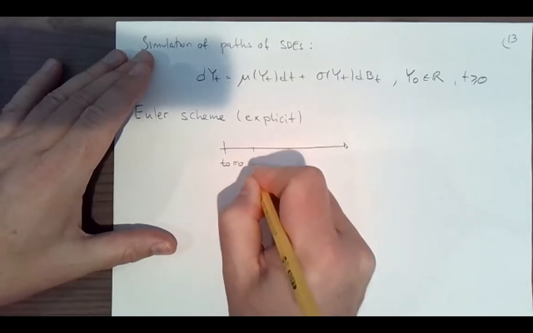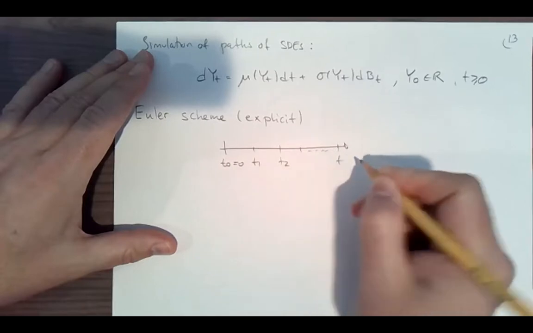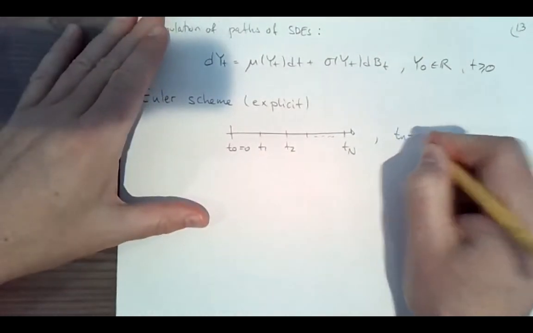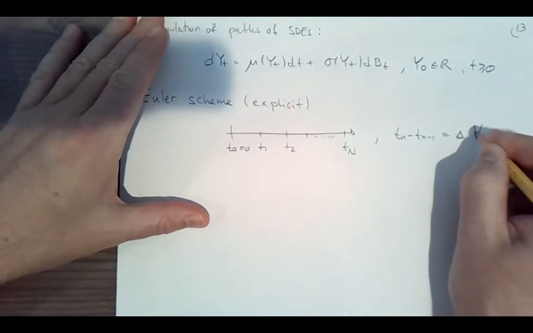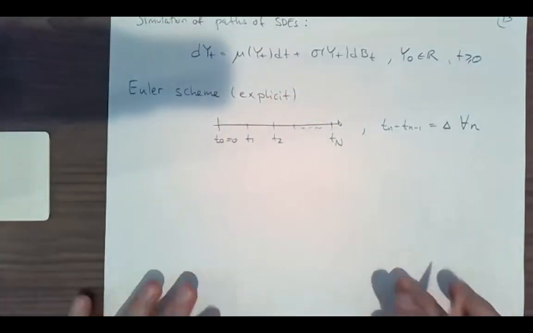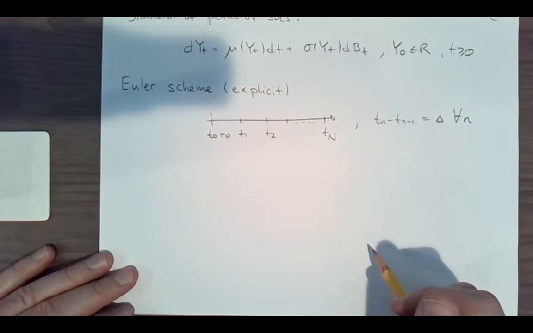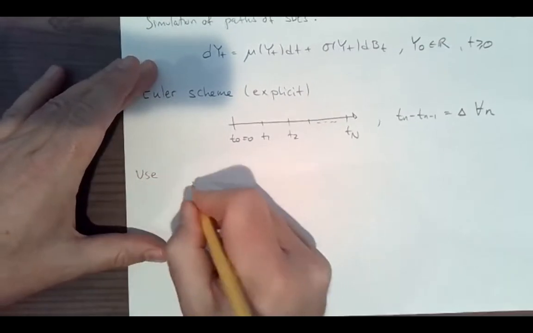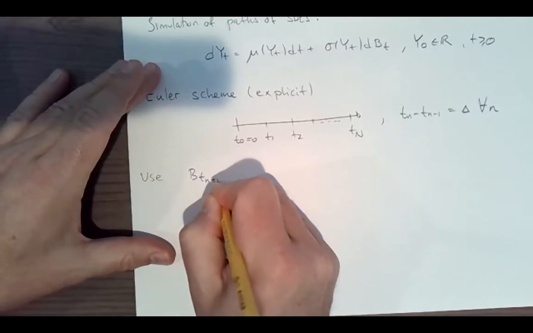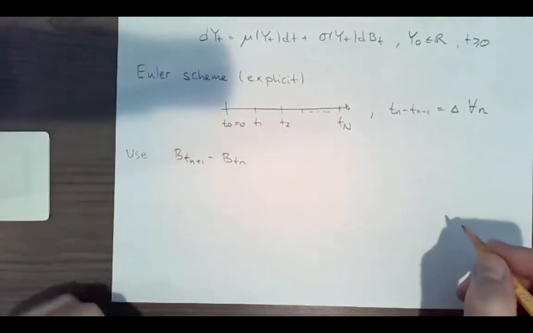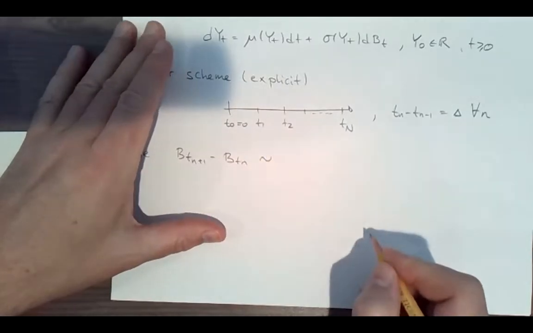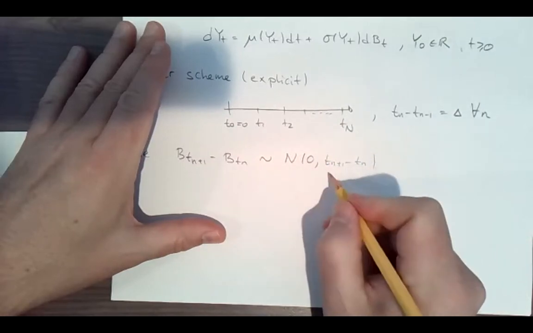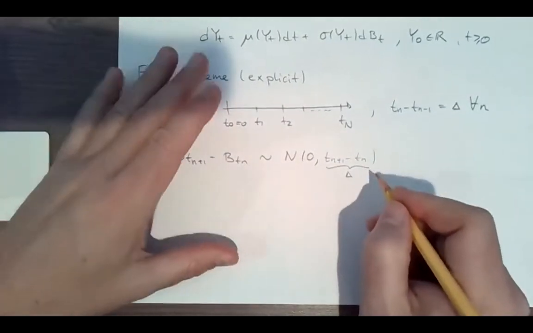say from time zero, time one, time two, up to some time, capital N, and very often you will have that the difference t_{n+1} minus t_n is just some delta, not dependent upon n. Then we're going to use B_{t_{n+1}} minus B_{t_n} as a Brownian motion increment. This increment is going to be normally distributed with mean 0 and variance t_{n+1} minus t_n. And this was exactly my delta. This here is the variance.